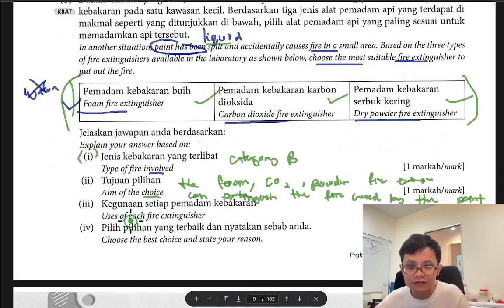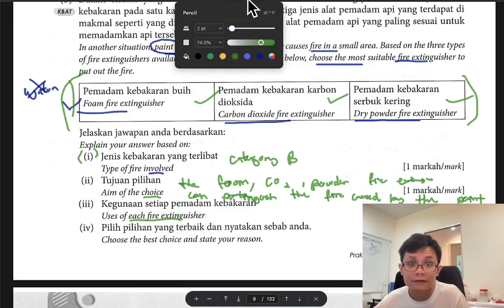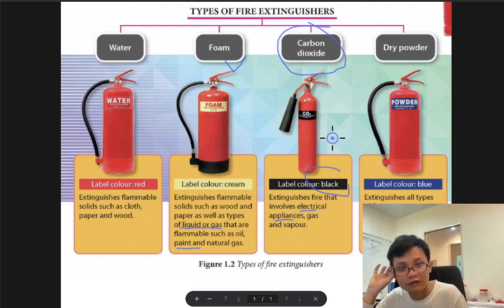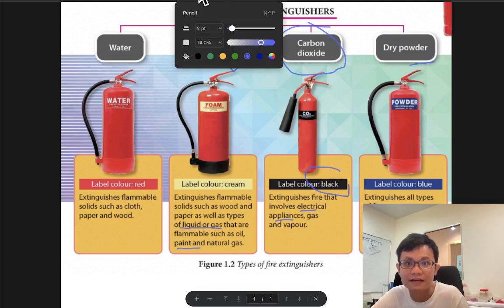Okay, uses of each fire extinguisher. What are the uses of each fire extinguisher? So we already have it in the notes. For the foam, we can use it for liquid and gas such as paint. Just write a little bit, no need to write everything. Carbon dioxide is good for electrical appliances because it's a gas so it won't conduct electricity. And then powder is for all types of fire.